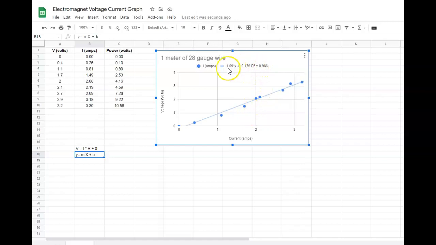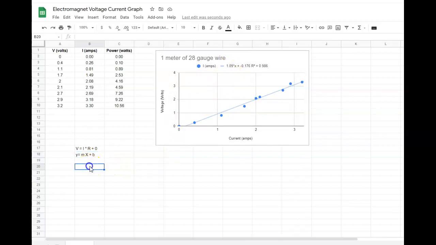When we look at this equation up here, there's our intercept, b. It's close to 0, so that's a good sign. It's actually a little bit negative here. And there's our slope, 1.09. So from this graph, we can say the resistance of our wire, which is equal to the slope of the graph, is about 1.09 for this example. So 1.09 ohms. And that's a way that you can find the resistance of a wire using our data of voltage and current.